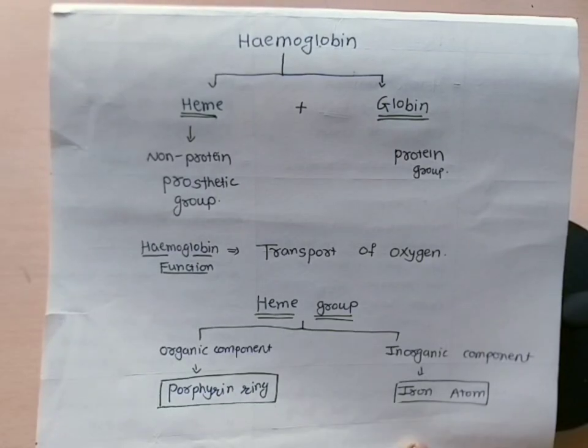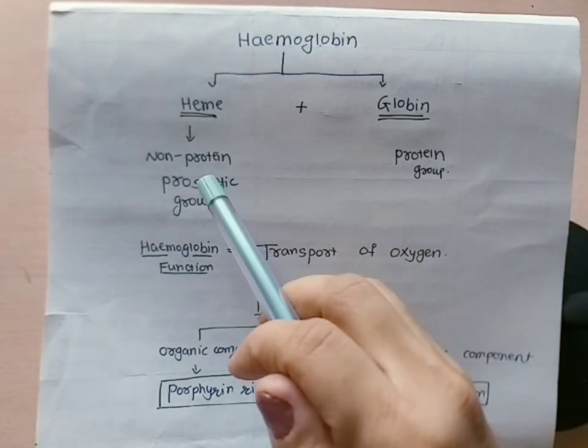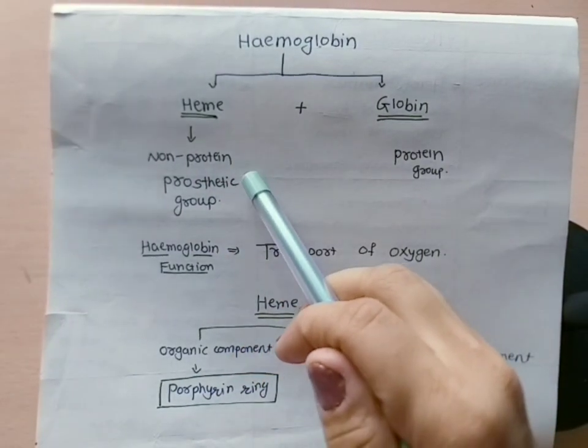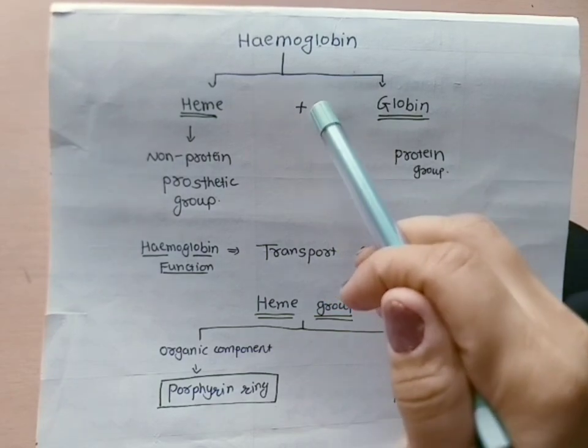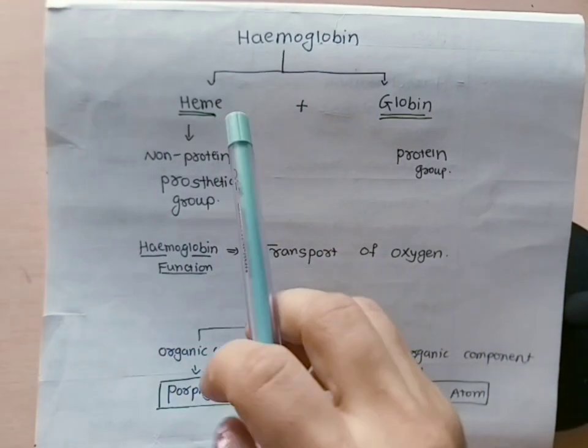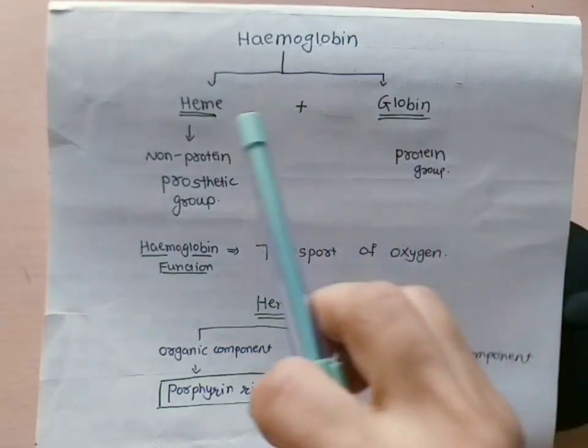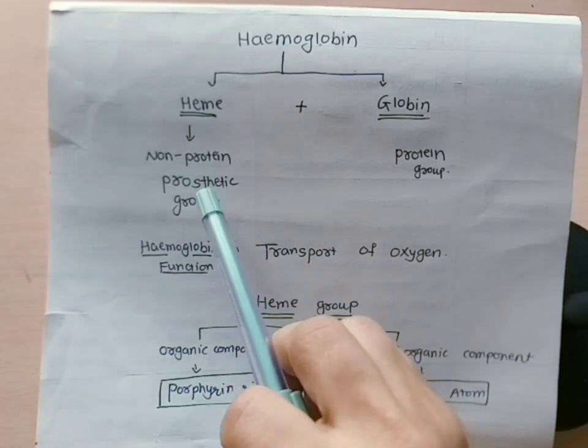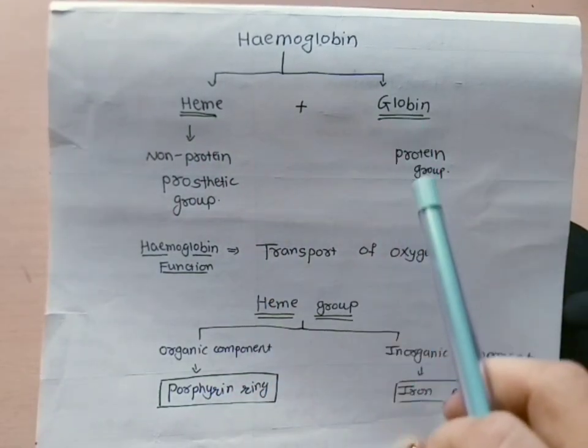Hello, good morning friends. Today we will discuss the heme group in detail. The heme group is a part of hemoglobin. Hemoglobin is made up of two components, heme plus globin. Heme is a non-protein prosthetic group, while globin is a protein group.